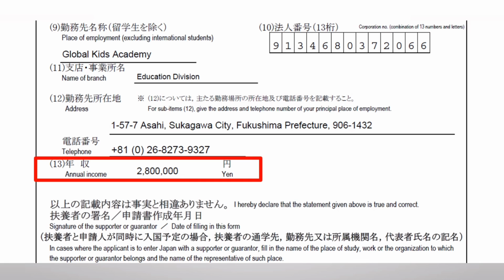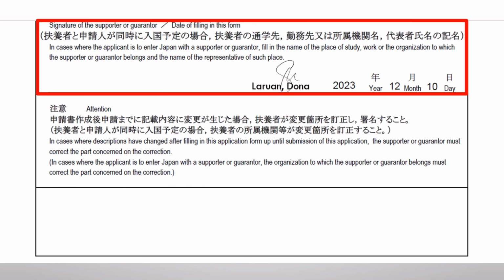Lastly would be the annual income of the supporter. A lot of applicants are quite nervous and are asking how much a supporter should have as annual income. But the Ministry of Justice and the Immigration do not actually have a standard annual income that the sponsor should have. So just honestly write the supporter's annual income. Lastly, I, as the supporter or guarantor, signed and wrote the date of application.